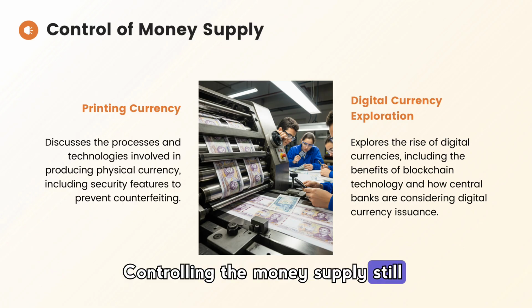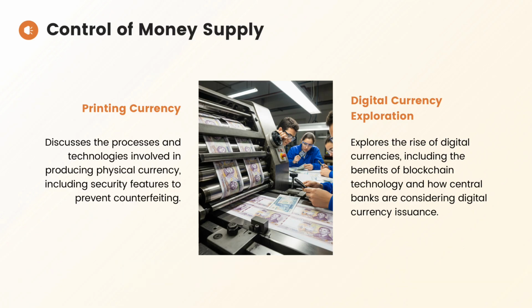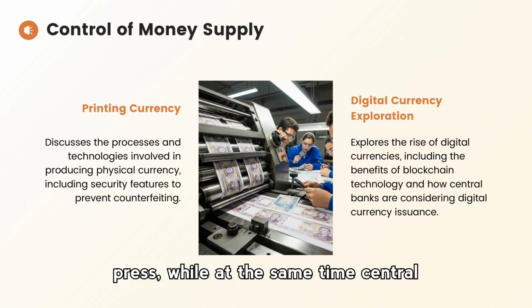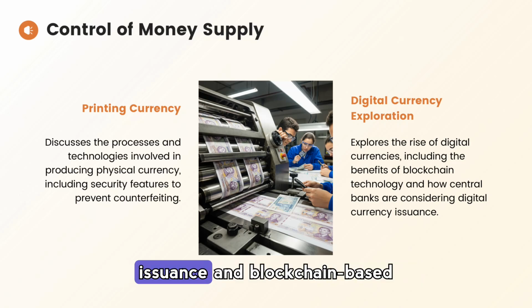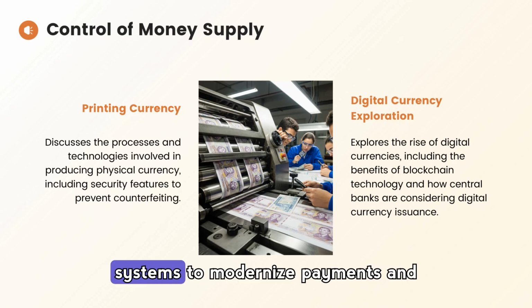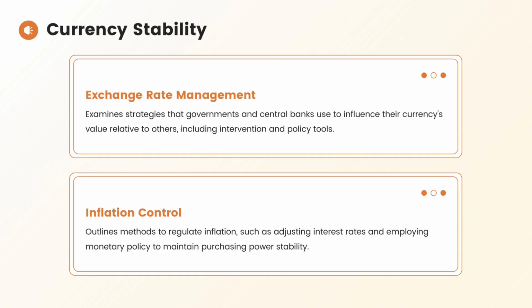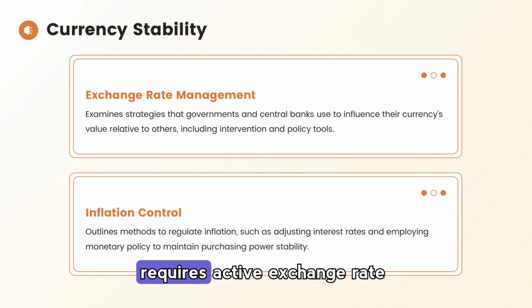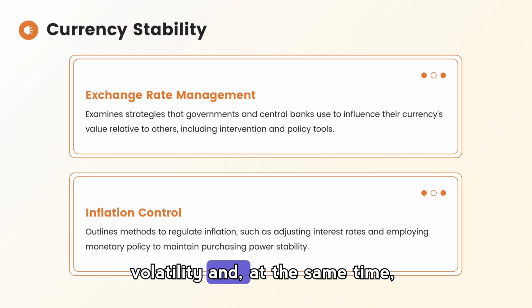Controlling the money supply still involves traditional processes, like printing secure physical currency, shown in the image of a production press, while at the same time central banks are exploring digital currency issuance and blockchain-based systems to modernize payments and enhance monetary policy transmission.